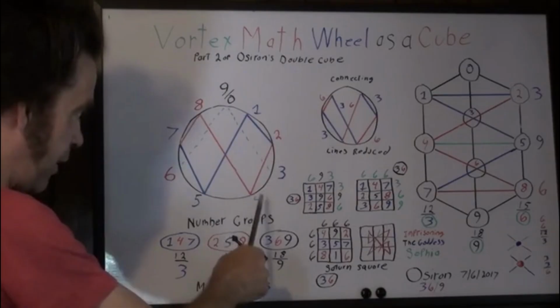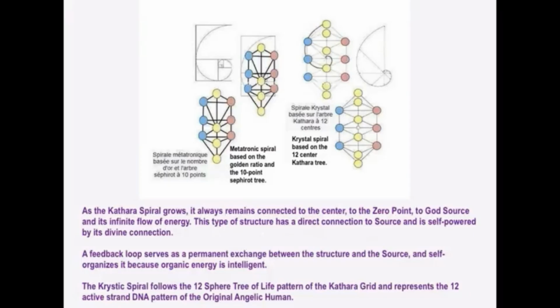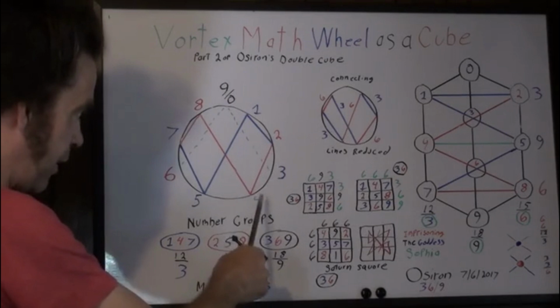I recently stumbled across a video of someone showing Vortex math drawn as a cube. The form is essentially 2 cubes stacked together. The first thing I noticed when seeing this is that it nearly is identical to the Kathara tree. However, in his presentation, he only drew the 10 points that make up the 2 cubes. And below the form, he wrote the sum of each row of numbers.